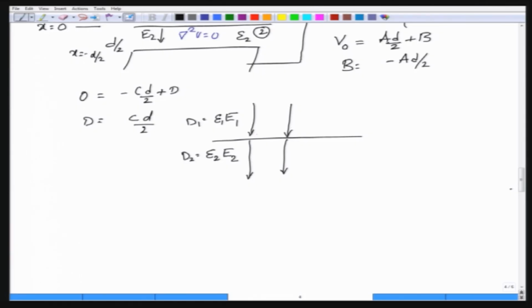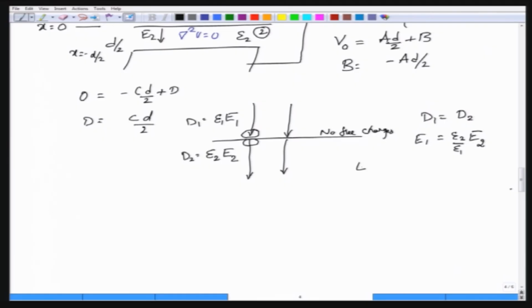So, the normal component of D must be continuous, and because this is a perfect dielectric, there are no free charges, right. Therefore, D1 must be equal to D2. This simply implies that E1 must be equal to epsilon 2 by epsilon 1 times E2. But what are E1 and E2? E1 is the value of the electric field at the boundary just above and E2 is the value of the electric field just below the third boundary, which is the boundary at x equal to 0.